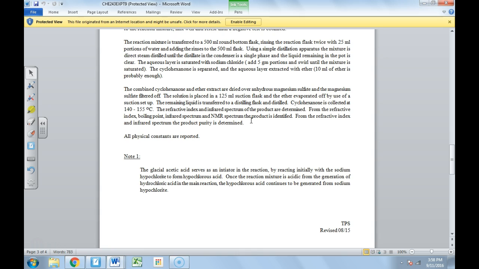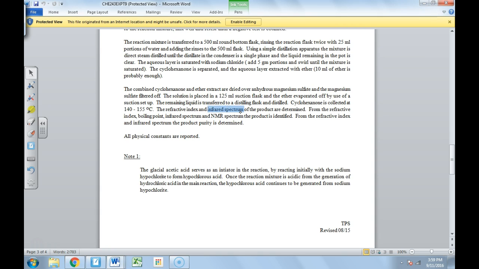And then the last thing you're going to do is, the following week, you're going to let it sit in your drawer for a week so that we're sure all the ether evaporates. You're going to do a refractive index. Okay, you're going to measure the refractive index, and in your lab report, compare the experimental refractive index to the literature refractive index.